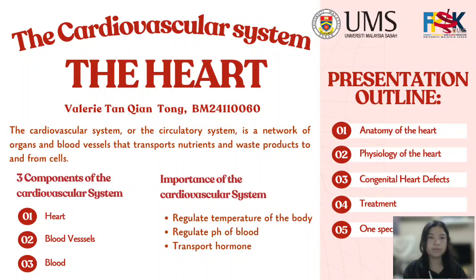The cardiovascular system, or the circulatory system, is a network of organs and blood vessels that transports nutrients such as oxygen and waste products such as carbon dioxide to and from cells. The cardiovascular system consists of three components: the heart, blood vessels, and blood. It is one of the most important systems in the body, and it starts to develop at the end of week 3 after fertilization, with the heart starting to beat at week 4.